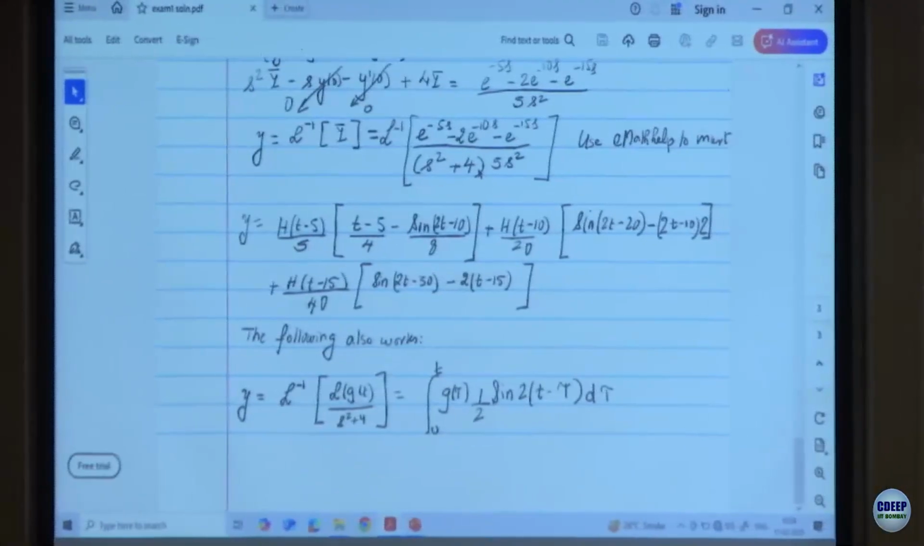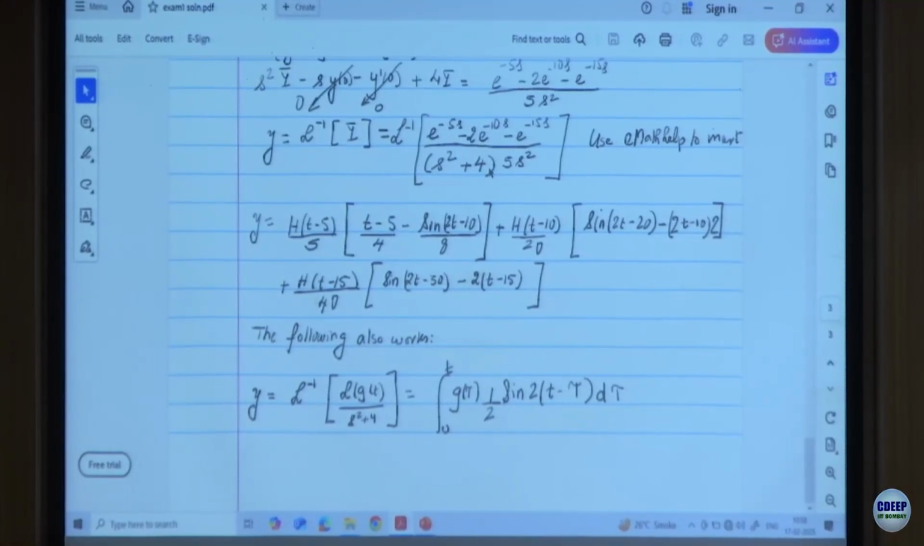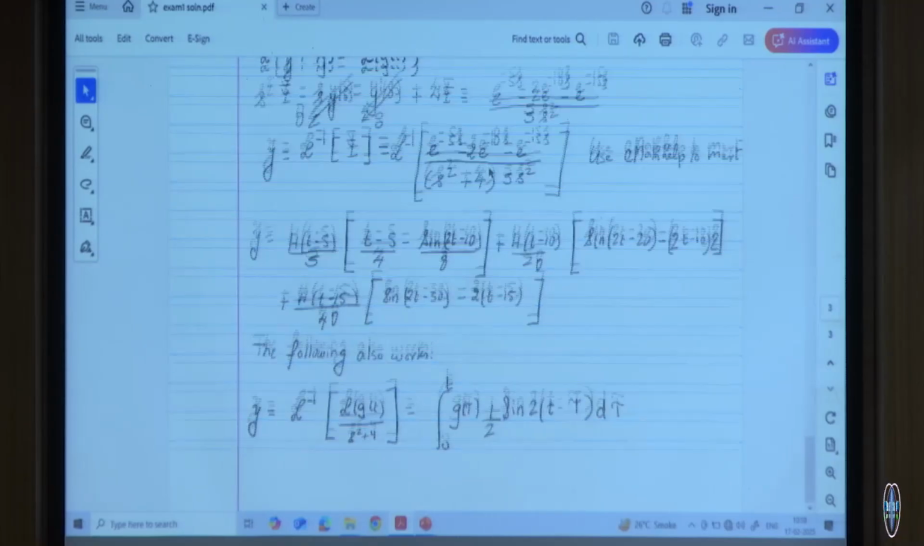And some of you have used this other approach, which is also fine. So you directly used the Laplace transform and then went into the integral form of the solution by using the convolution integral, which is perfectly fine. So whichever methodology you use, there is absolutely no problem.